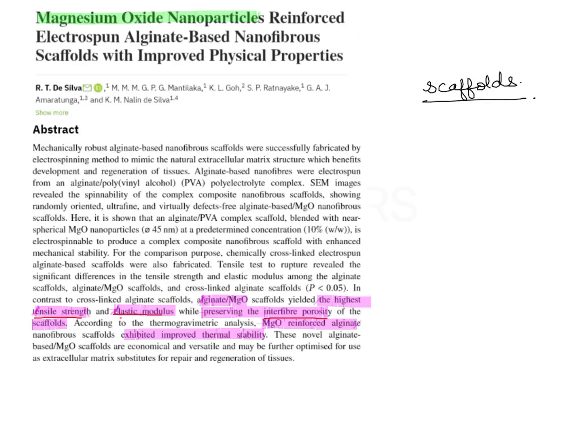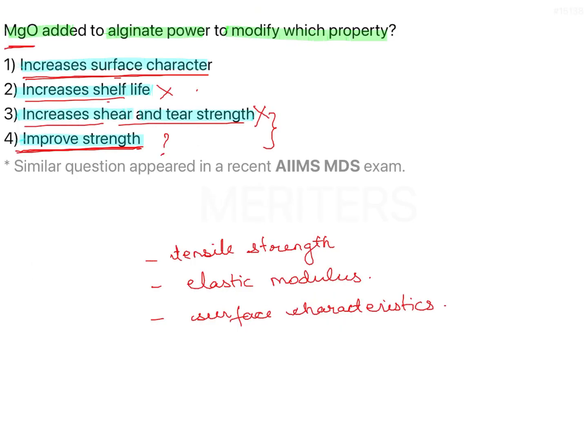So let's look at the explanation again. Magnesium oxide scaffolds yield highest tensile strength and elastic modulus and preserve the interfiber porosity of the scaffold. So the correct answer should be option D, improve strength.